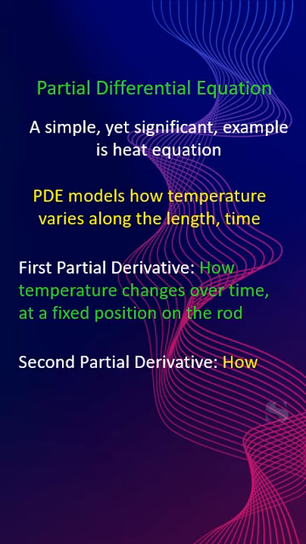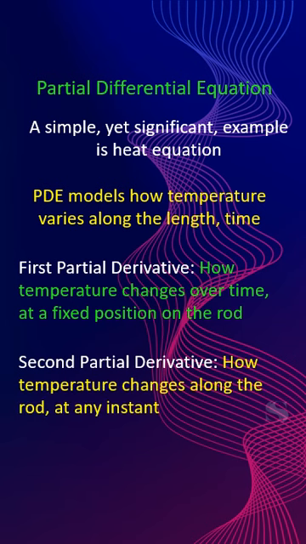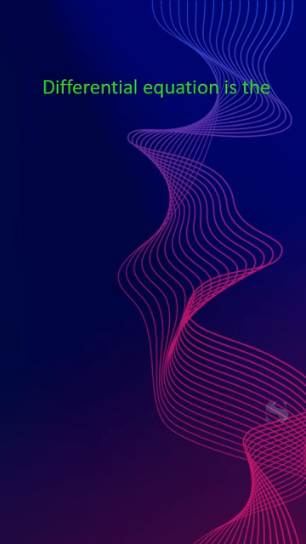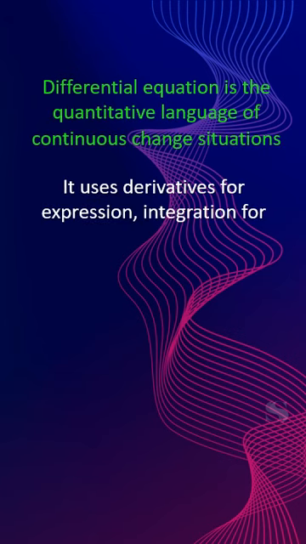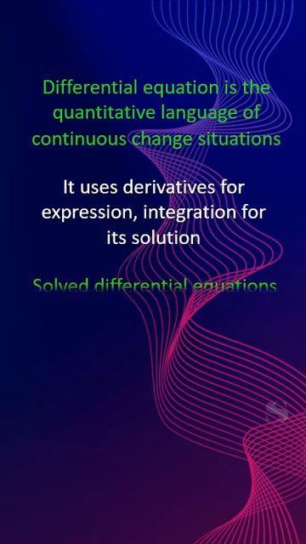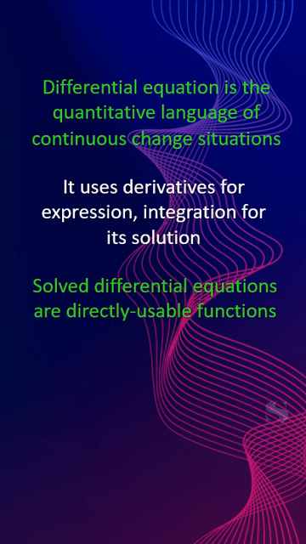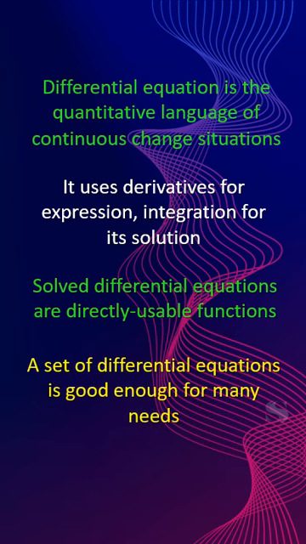The second partial derivative of temperature is with respect to the length and shows how temperature changes along the rod at any instant. Thus, PDE helps us express the rate of change in very specific ways, in ways that are most real. Differential equation is the quantitative language of continuous change situations. It uses derivatives for its expression and integration for its solution. The solved differential equations are directly usable functions. A set of differential equations is good enough for many needs of analytically expressing reality using differential equations.